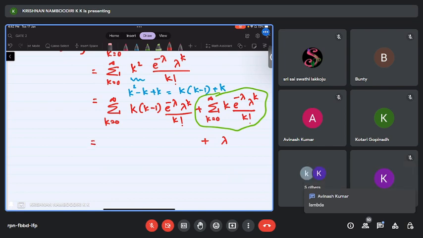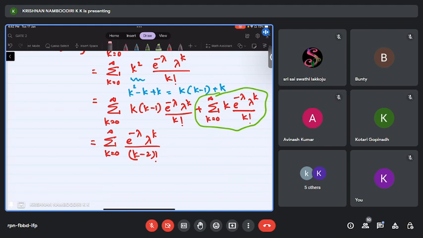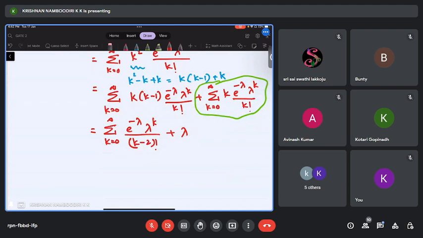Now, what is this? So this is nothing but summation k equal to 0 to infinity e power minus lambda, lambda power k divided by k minus 2 factorial, right? So k factorial, I'm writing plus lambda here. So k factorial means k into k minus 1 into k minus 2 into k minus 3, it goes like that, right? Or otherwise 1 into 2 into 3 into 4 and so on up to k is k factorial. So what am I doing? I'm just cancelling k into k minus 1. So we will get k minus 2 factorial.